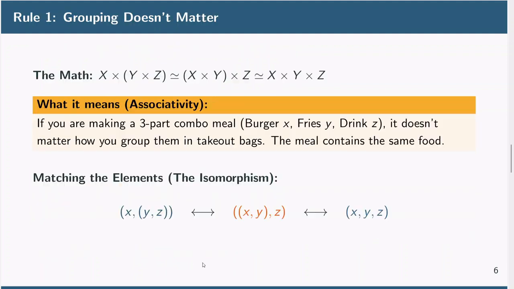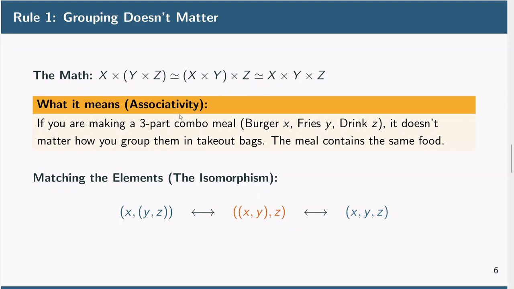Now we're ready to dive into the arithmetic rules. Rule 1 is grouping doesn't matter. The math looks like this. X times (Y times Z) is isomorphic to (X times Y) times Z, which is isomorphic to X times Y times Z. What this means is called associativity.